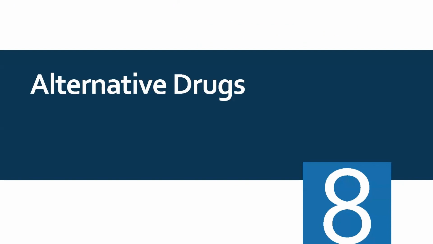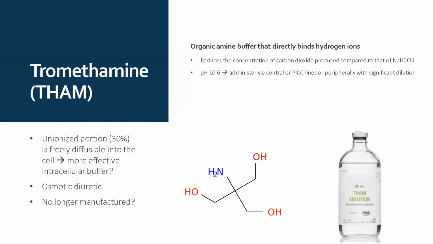So there are alternative drugs, which unfortunately are not really out there anymore, but something really interesting that I didn't know about. Tromethamine, or THAM, is an organic amine buffer that directly binds hydrogen ions to reduce their concentration. It also reduces the concentration of carbon dioxide produced compared to normal sodium bicarbonate. The unionized portion is freely diffusible into the cell, so it's thought to potentially be a more effective intracellular buffer, theoretically. It is an osmotic diuretic, so it can lead to polyuria, but it's no longer made.